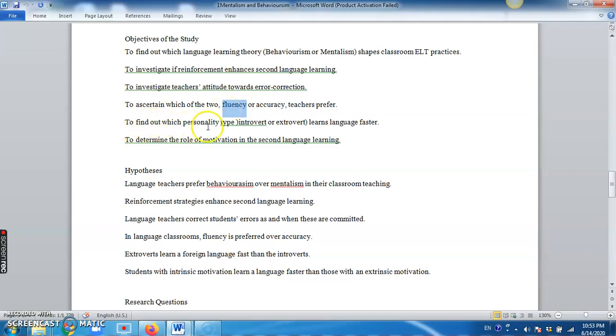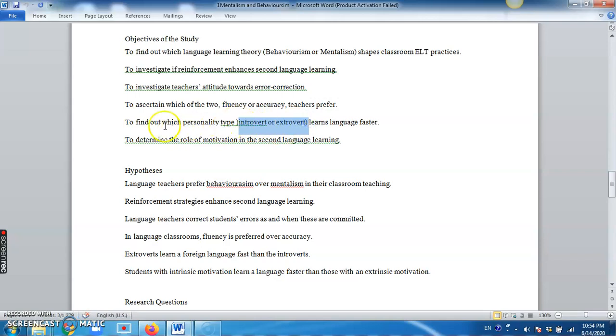Another objective is to find out which personality type, introvert or extrovert, learns language faster. There must have been an item on your questionnaire about this. Now, what do the teachers say? One language learning theory says that extroverts, people who go socializing, who go partying, who go out, learn language, particularly a foreign language, quicker than those who are introvert, who don't mix up, who just stay at home. This is one of the theories.